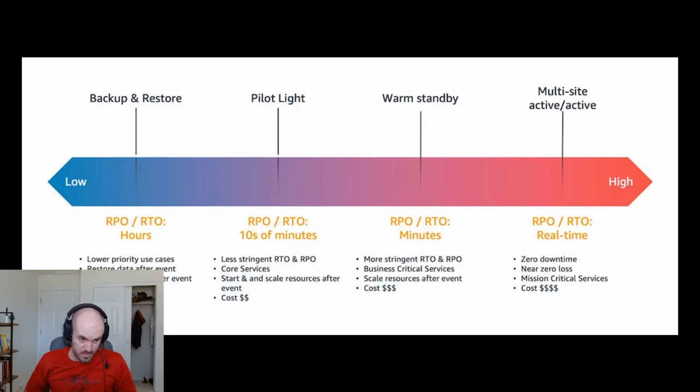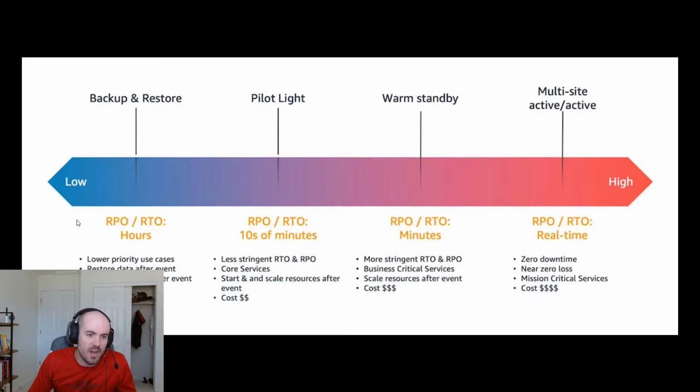So from left to right, what we're going to do is go from slowest recovery, like longest recovery time, but the cheapest. And then on the right, we have the most expensive, but it's pretty much no downtime at all at any point, okay? So on the left, we've got our backup and restore, okay?